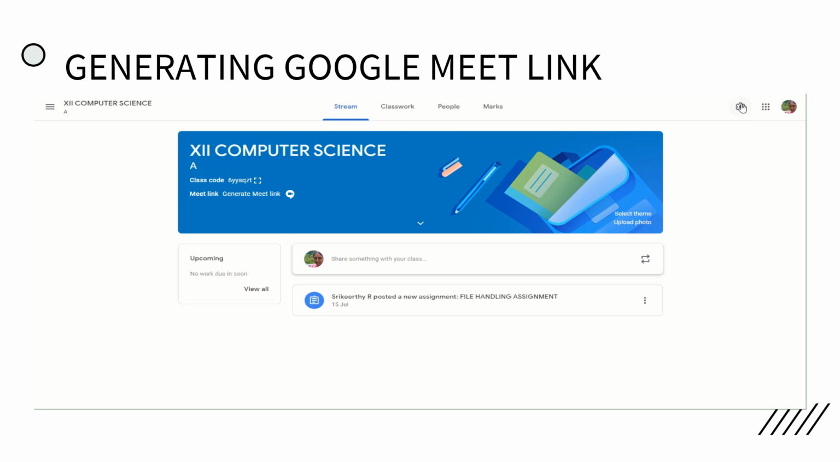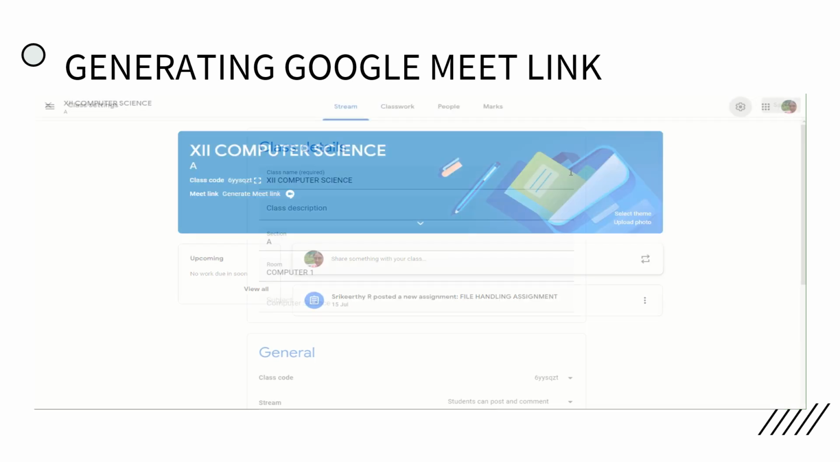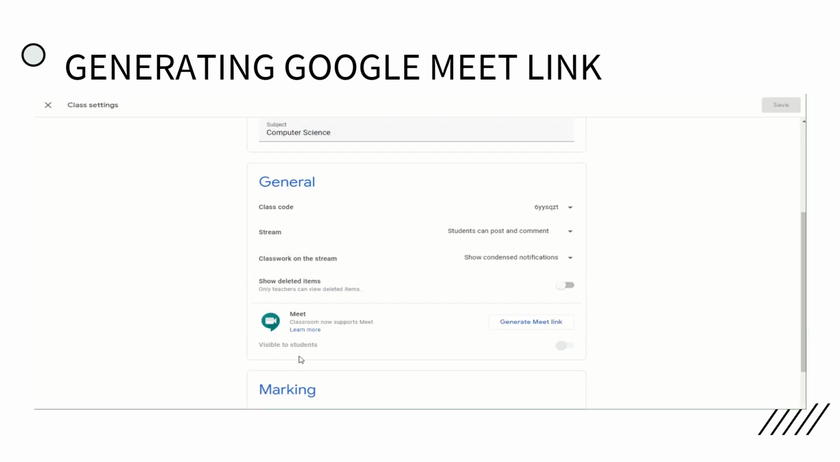So let us see how to generate the Meet code in the classroom settings. In the previous video I had told you, at present let it be visible. Now this can be disabled since the invite is sent to all the students. This classroom code can be disabled so that the students will not be able to use this particular class code and join with their personal IDs. And now, generating the Meet link.